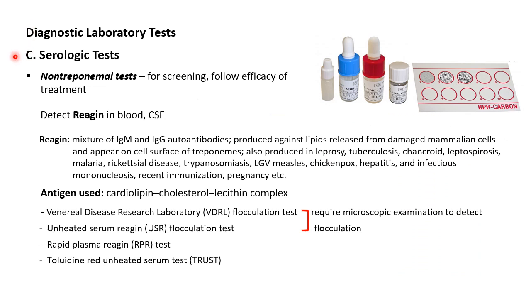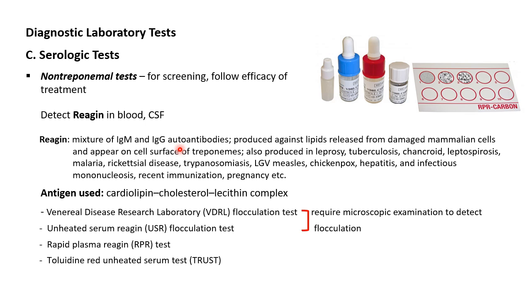Serologic tests are very commonly used to diagnose the disease. They are comprised of two main groups. We have the non-treponemal tests and the treponemal tests. The non-treponemal tests are used for screening and to follow up the efficacy of treatment. These tests are non-treponemal in the sense that they do not detect antibodies against Treponema pallidum, but detect what you call reagin in blood and cerebrospinal fluid. Reagin is a mixture of IgM and IgG autoantibodies.